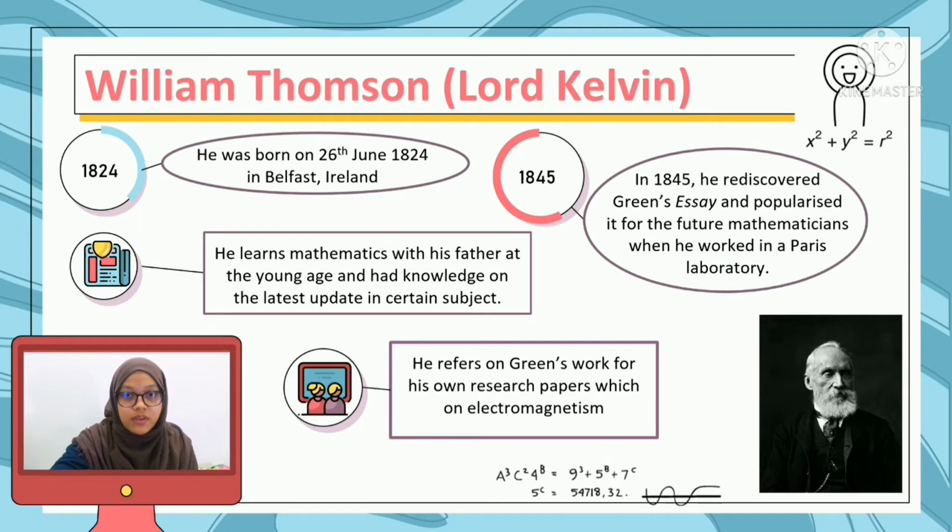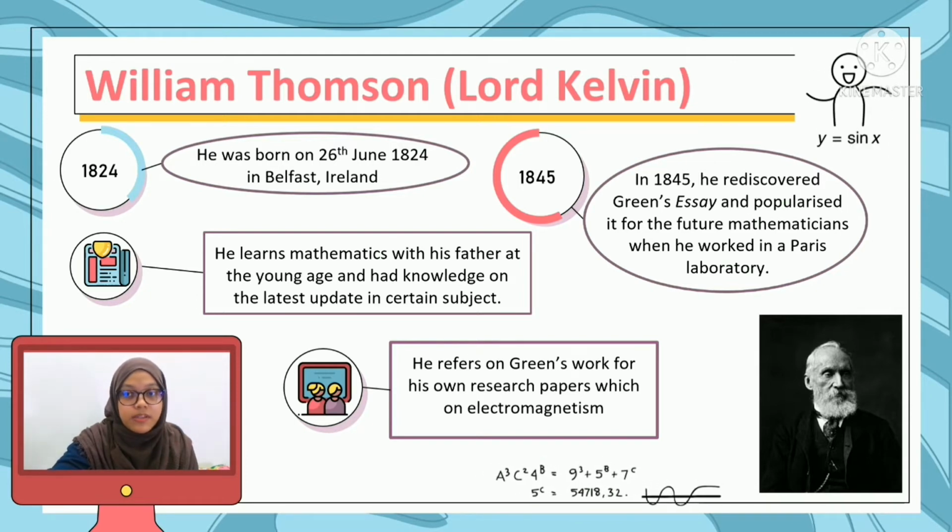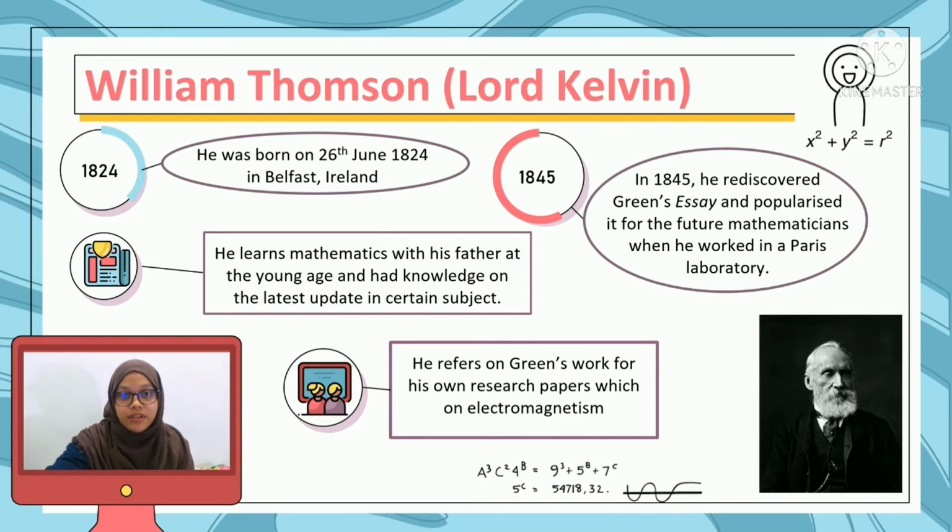He was an Irish-Scottish mathematician, mathematical physicist, and engineer born in Belfast, Ireland. He was a genius child. He learned mathematics with his father at a very young age and had knowledge of the latest updates in certain subjects. His contribution to Green's theorem is in 1845. He rediscovered Green's essay and popularized it for future mathematicians when he worked at Paris Laboratory.